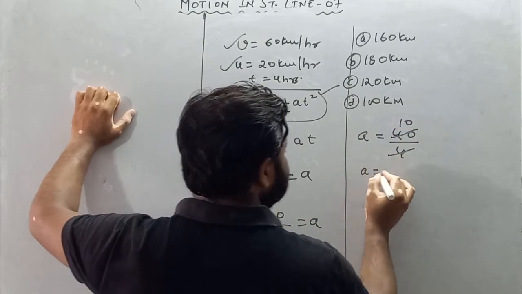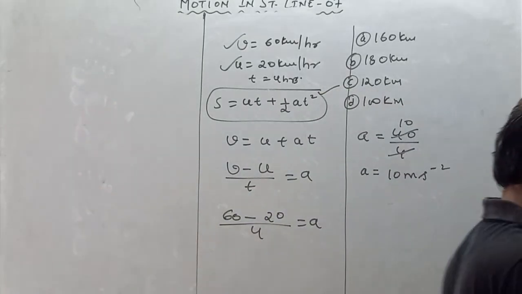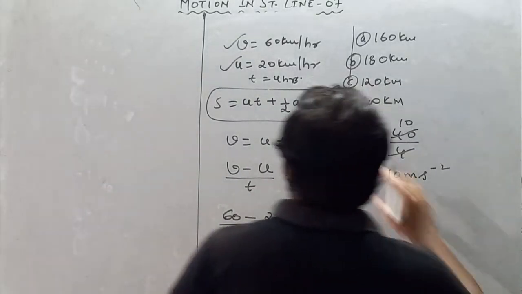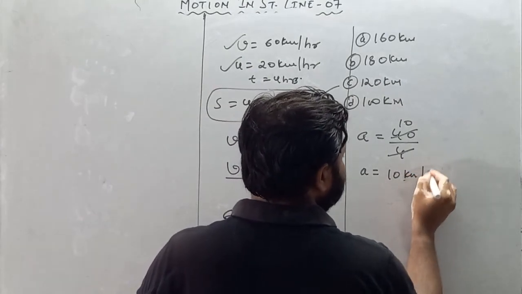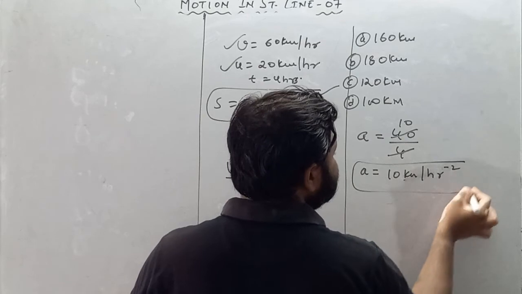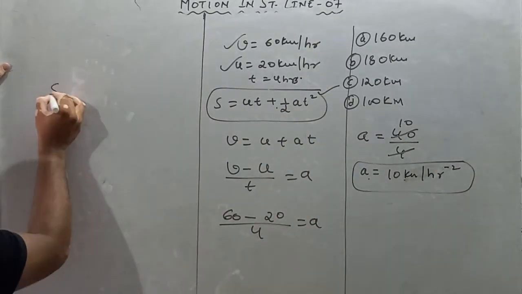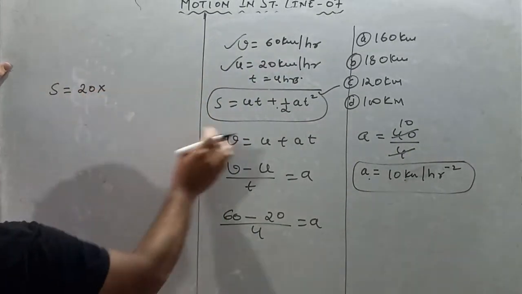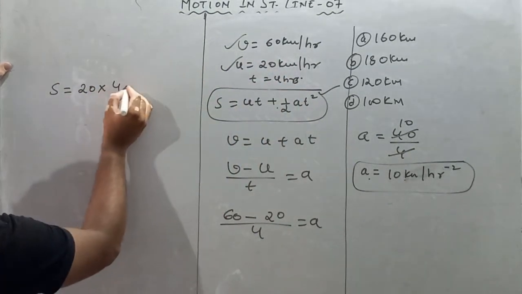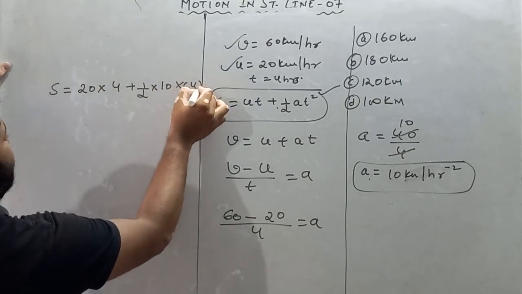So the value of acceleration is 10, in kilometer per hour square. So I'll write here 10 kilometer per hour square. This is the value of acceleration. Now put the value of acceleration in this equation. So we'll get s equals initial velocity 20 km per hour multiplied by time 4 plus half, acceleration 10 into time, again 4 square.